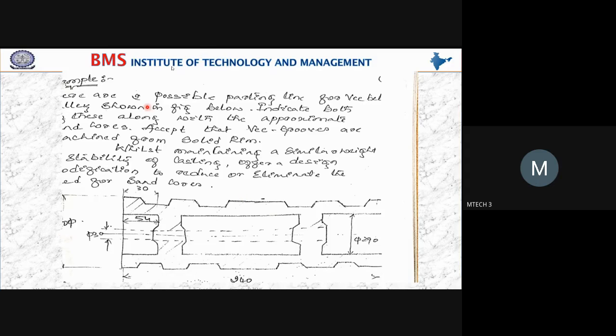And one thing you should remember here is these V-belt grooves, or V grooves, we can call them. These V grooves are machined from the solid rim. So there is no need for any sand cores for that. That's why he is specifying V grooves are machined from the solid rim.